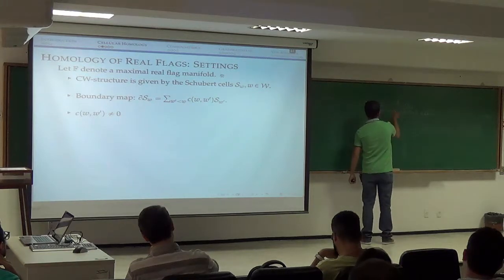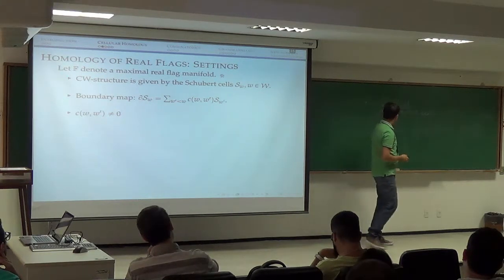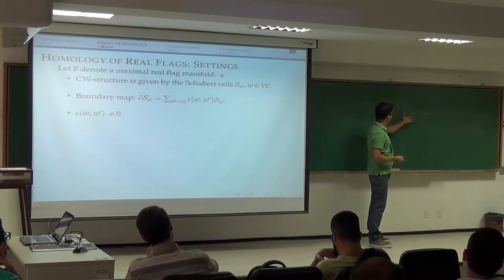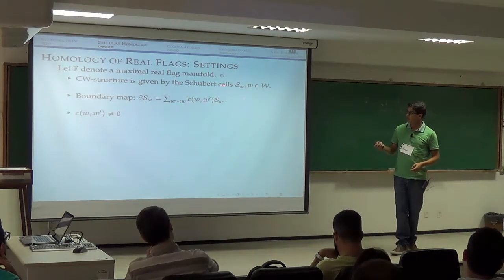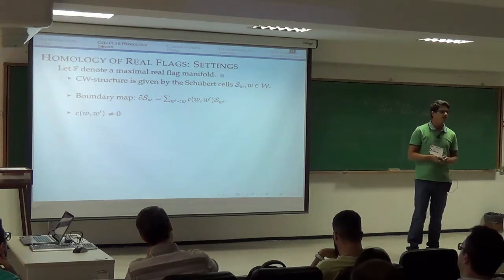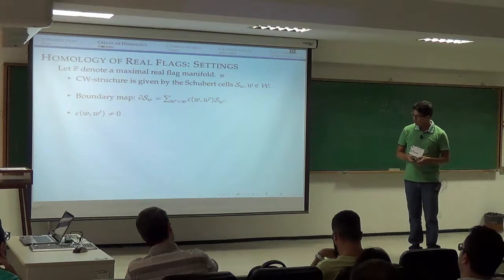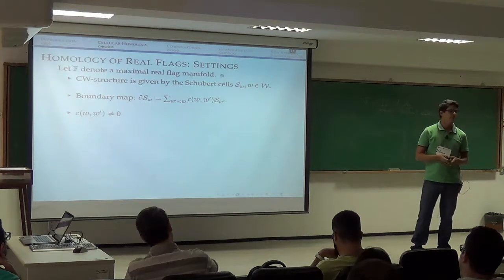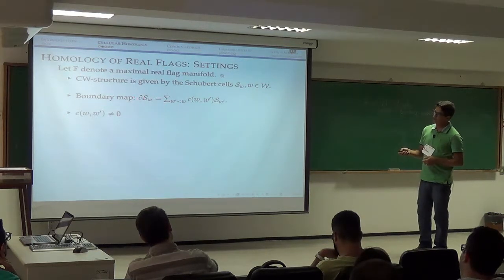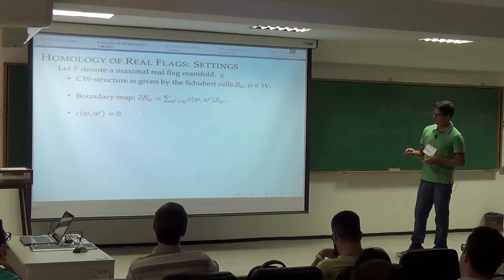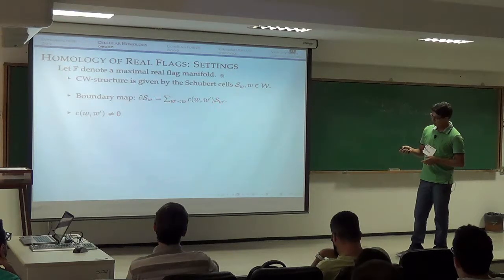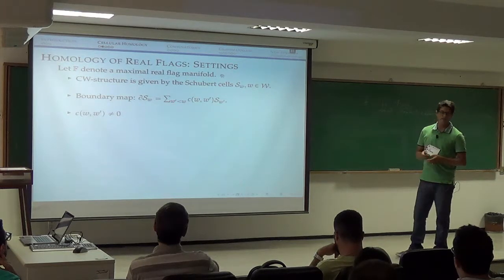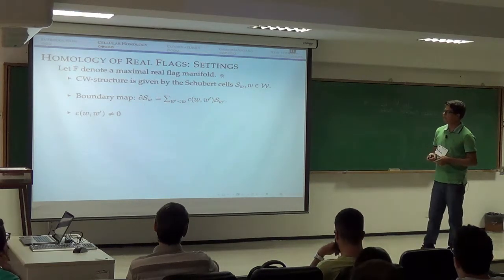And they are parameterized by the Weyl group. Okay? And when you take the closure of these Bruhat cells, we get the Schubert cells, and they provide the flag with a cellular structure. When we are computing the homology, we are interested in computing the boundary map. Okay? So if we have a Schubert cell S_W, then the boundary map is how we write this cell as a linear combination with integer coefficients over the cells of dimension less than W. Okay?